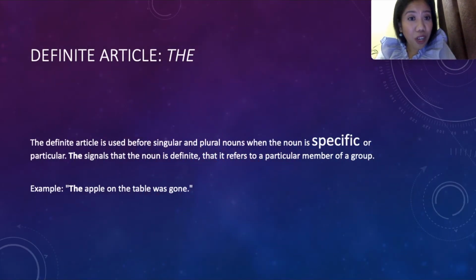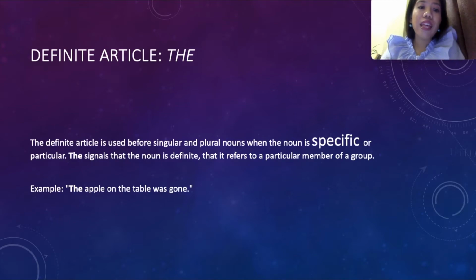Now let's have the definite article, the. The definite article is used before singular or plural nouns when the noun is specific or particular. Thus, we call it the definite article. The signals that the noun is definite, that it refers to a very particular thing or a particular member of a group. The apple on the table was gone. I'm not referring to any other apples. I'm referring to the one on the table.